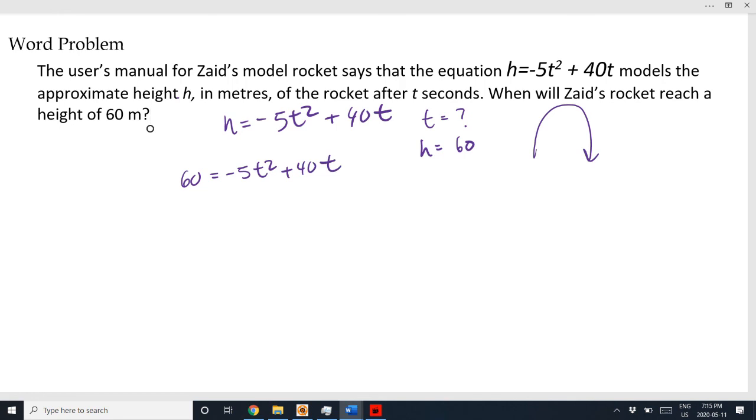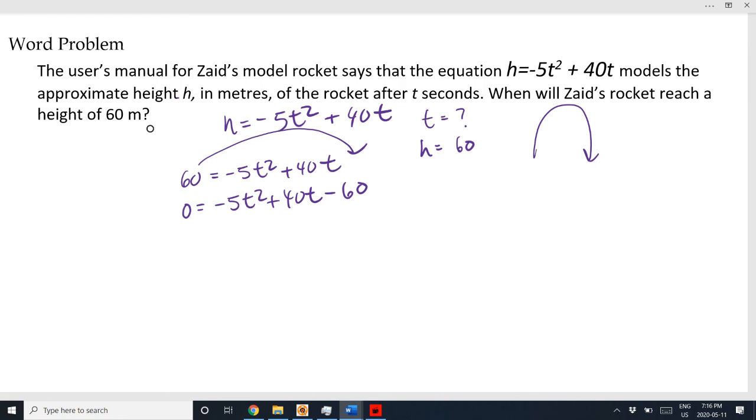And this is different from the other questions. It's not asking us for maximum or minimum. We just want to figure it out when it's 60. So this is different from what we've done in our previous units. So the first thing we want to do is move this 60 over to the other side so we have everything on one side. So we'll have 0 is equal to negative 5t squared plus 40t minus 60. Okay, we moved it over to the other side, it became negative.